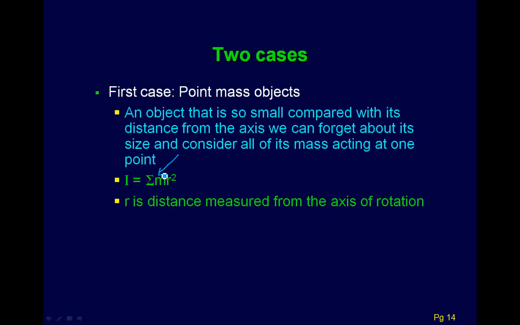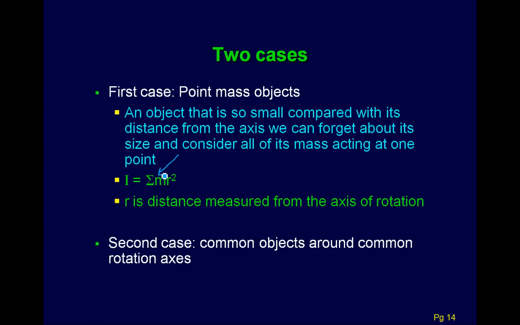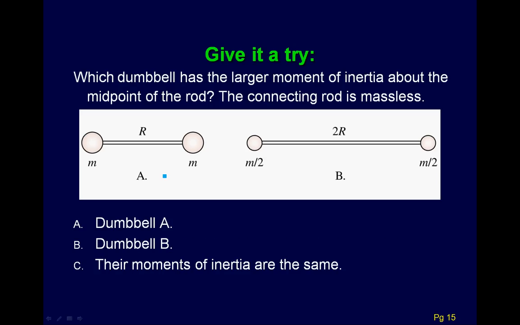And the second case is more common objects, and basically in your book there's a definition, so someone's already calculated the moment of inertia for some common objects, and we'll show that picture too. And so here's an example of two dumbbells. This one here's got a mass m on both sides, this one's got a mass m divided by 2 on both sides, and we're going to spin these dumbbells around their center, so the axis of rotation is around the center. I want to know which one has a larger moment of inertia. So give this one a try and see what you think.